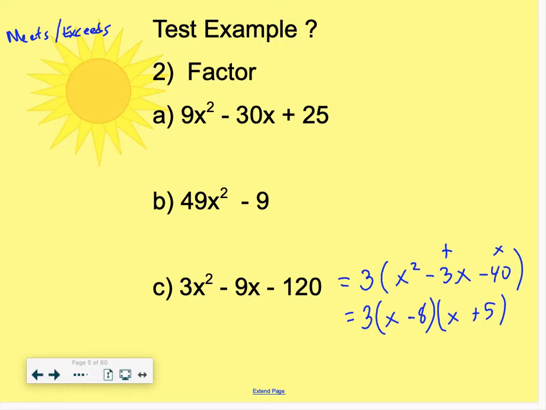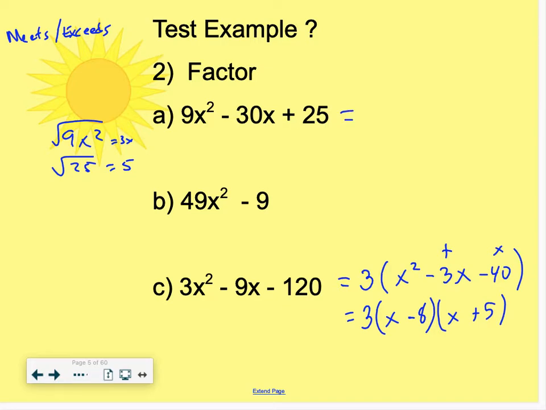So now the other two don't have a GCF, and the leading coefficient is not 1. So another shortcut I can use is look for perfect squares. So I'm looking at this first one. Are the first and last terms perfect squares? Well, they are, because the square root of 9x squared is 3x. And the square root of 25 is 5.